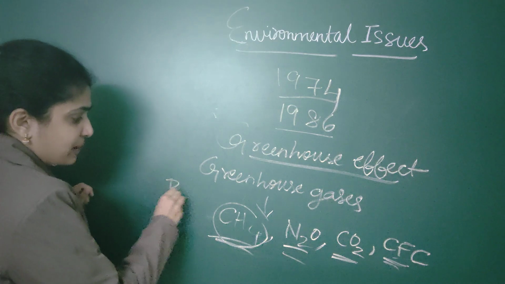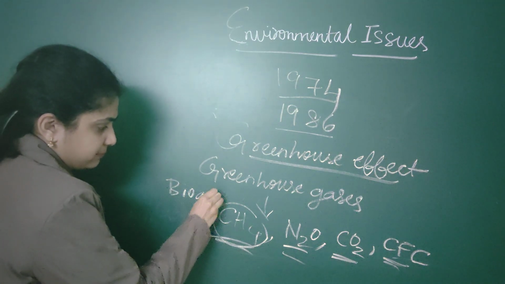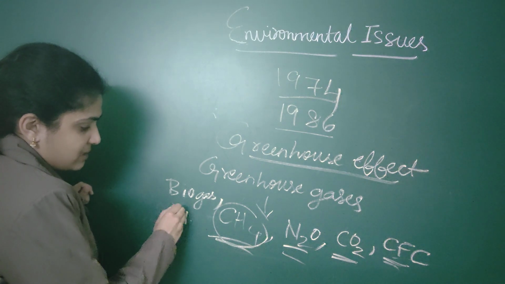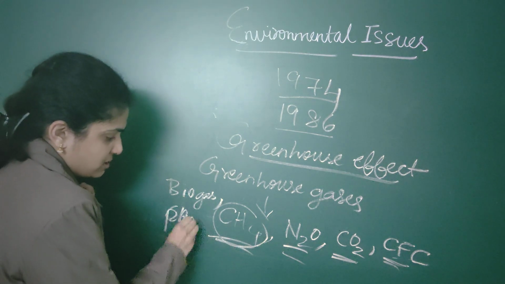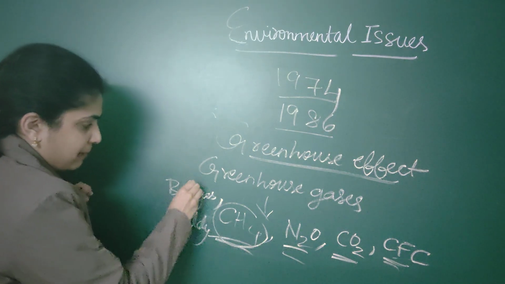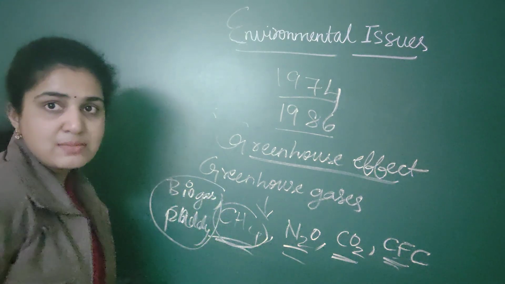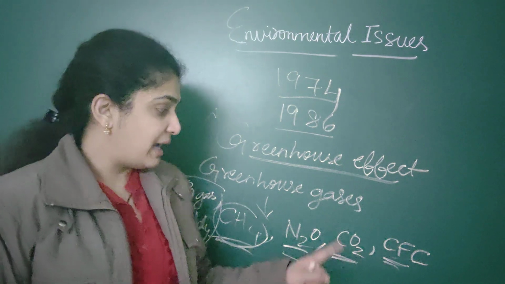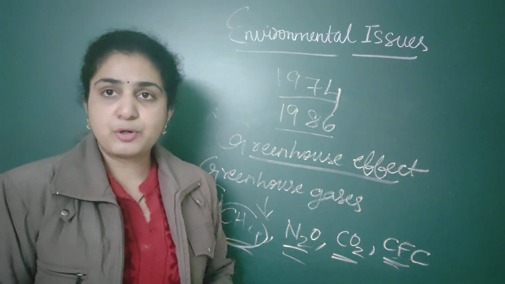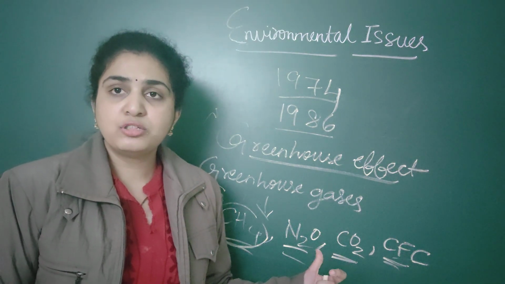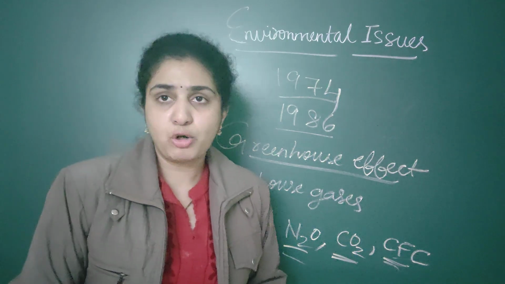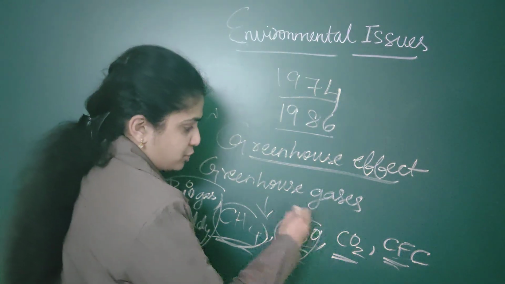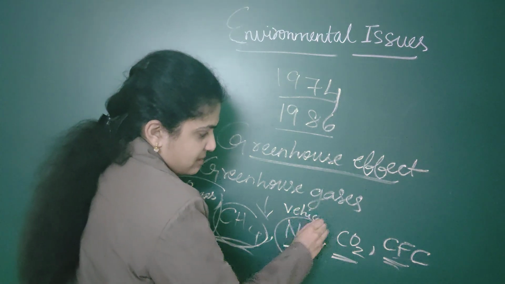So biogas plants as well as paddy fields produce methane. Next, nitrous oxide, N2O. How is this produced? This is also produced by vehicle pollution and all. So vehicular pollution, pollution through vehicles.